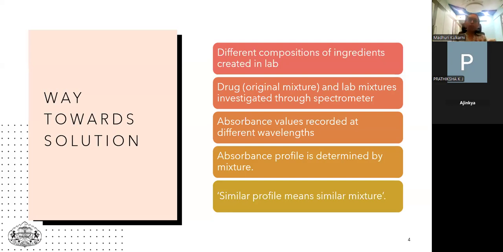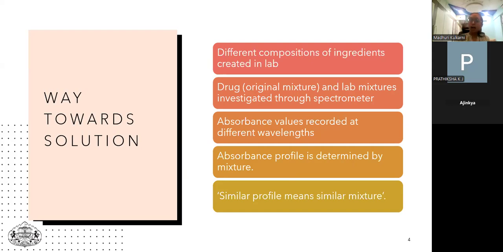Suppose a pharmacology person, say a scientist, is involved and he wants to check whether the claims made by the drug manufacturer are correct or not. So what will he do? He will create these lab mixtures, investigate them through the spectrometer, and get the readings of absorbance values at different wavelengths. These absorbance values are going to help in determining the mixture.